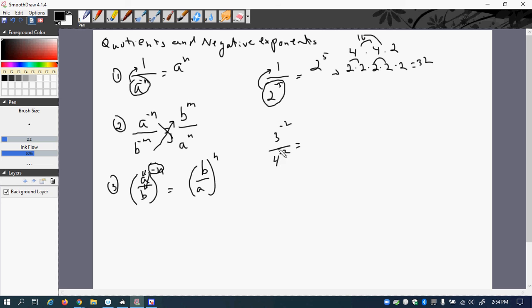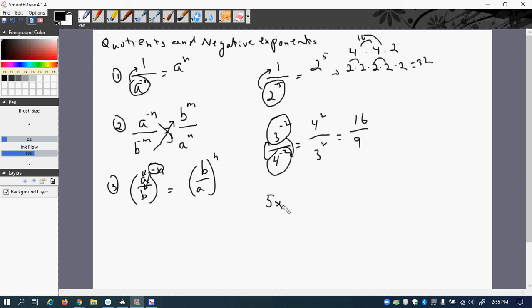So another problem would be 3 to the negative 2 all divided by 4 to the negative 2. So that means this gets moved to the numerator and all of this gets moved to the denominator. So that's 4 squared all divided by 3 squared. So that would be 16 over 9. So 16 ninths is what that would be. Oh, I take that back. Yeah, 16 ninths.